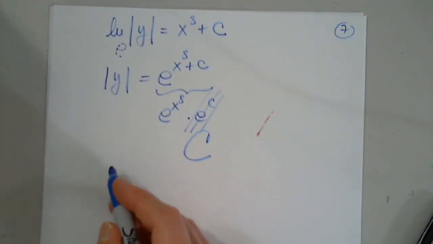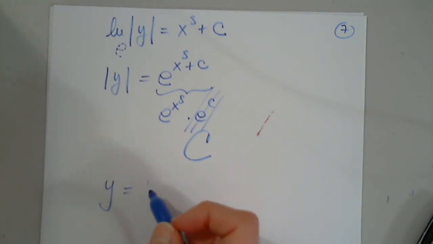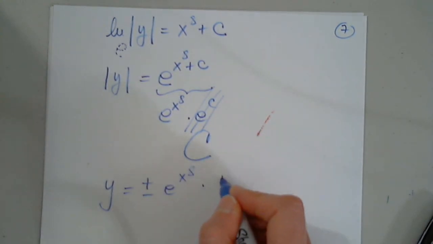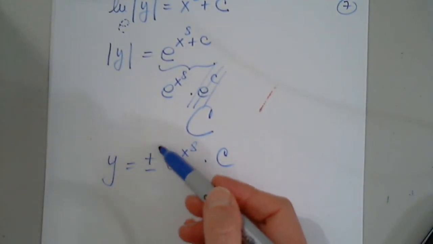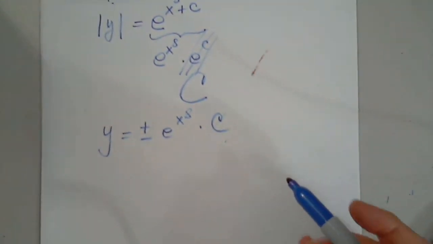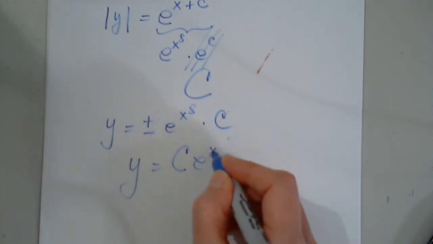From here, I should write y equals plus or minus e to x to the 8th times the constant c. But we can also include the plus or minus in the constant. So the general form will be this, e to x to the 8th.